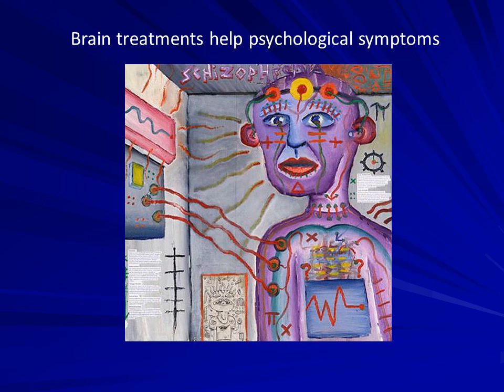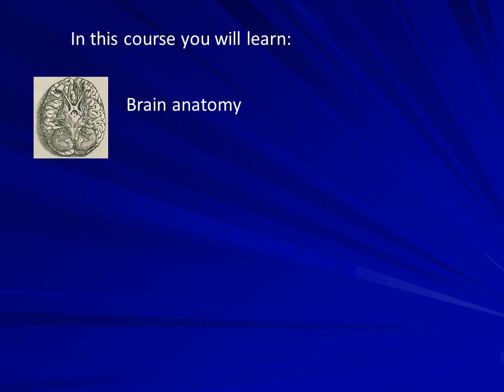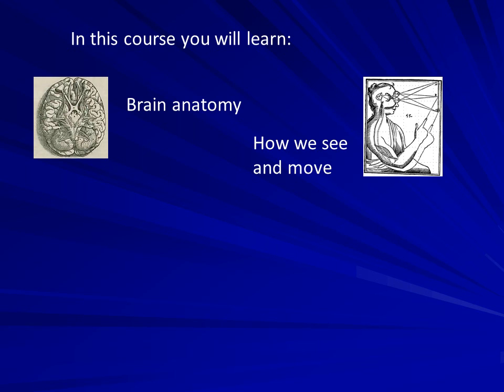For example, in schizophrenia, one of the most effective or prescribed treatments is a treatment that alters the dopamine content in the brain. So what will you learn in this course? In this course, we'll start by considering some brain anatomy, and we'll teach you the basics of brain anatomy. Then we'll talk about the basics of sensory and motor systems, how we see the world and how we move.